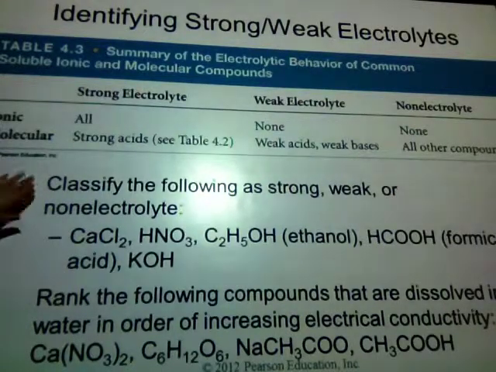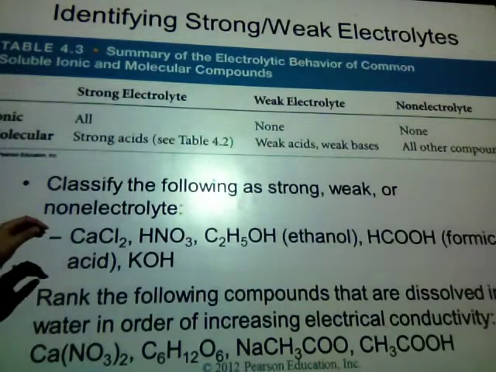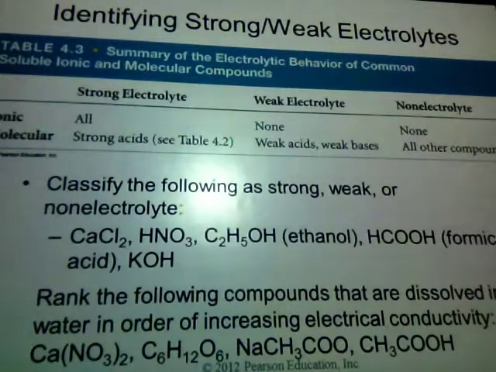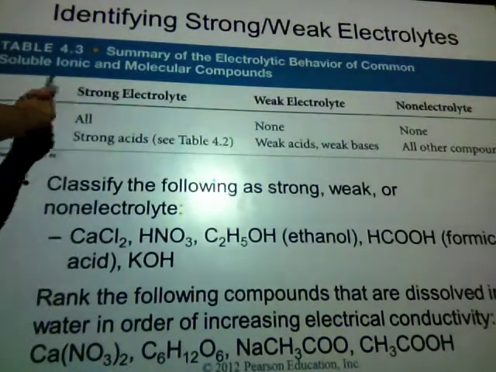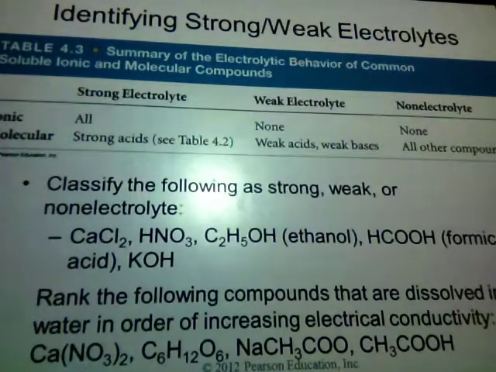Okay, so classify the following again: strong, weak, or non. CaCl2, so I have calcium chloride. Well, calcium chloride is an ionic compound because that would be a metal and a non-metal, and ionic compounds are all strong electrolytes. So CaCl2 would be a strong electrolyte. HNO3, that is one of those 7 strong acids that I had to memorize. If it is a strong acid, we know it dissociates completely, and we know that ionic compounds, strong acids, and strong bases are also considered strong electrolytes, so HNO3 must be a strong electrolyte.